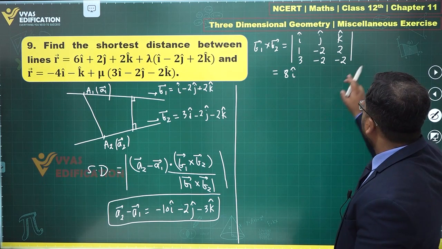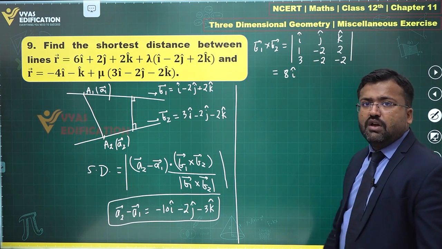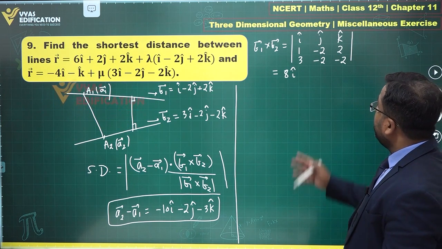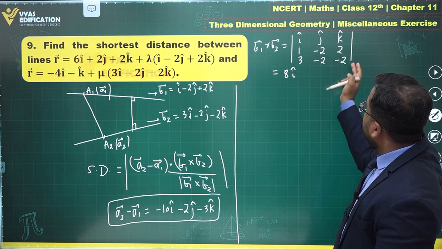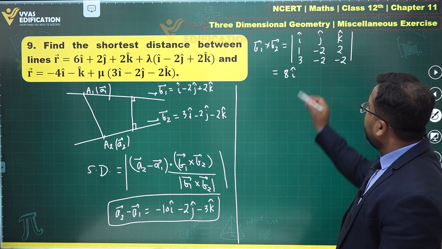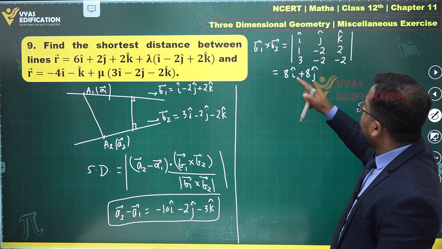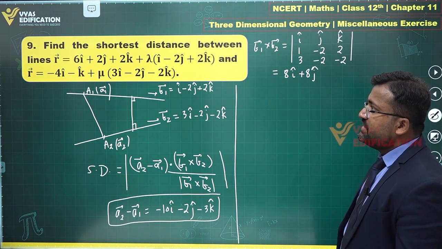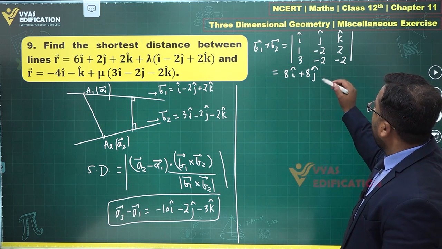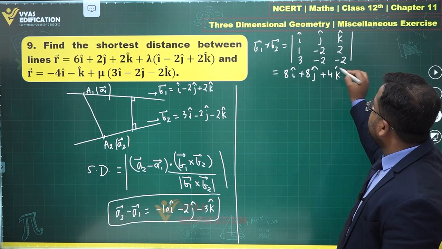Please note this carefully. Minus 2 becomes 4, and minus of minus 2 becomes minus 4, and there's an extra minus, so it becomes plus 8. And with j cap, you have minus 2, minus 6, which is minus 8, and the extra minus becomes plus 8 j cap. With k cap, you have minus 2 and plus 6. 6 minus 2 is 4. Let's take a look again. Yes, 4 k cap. This is what you get, right?